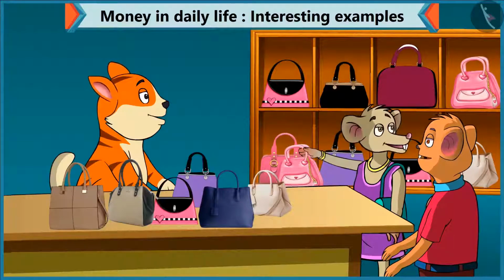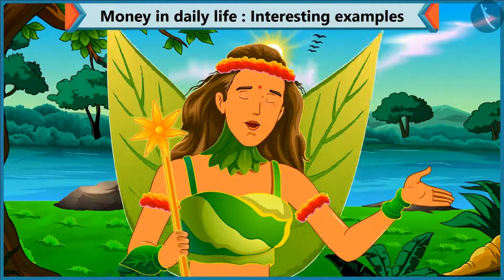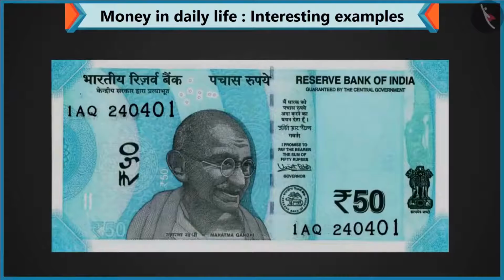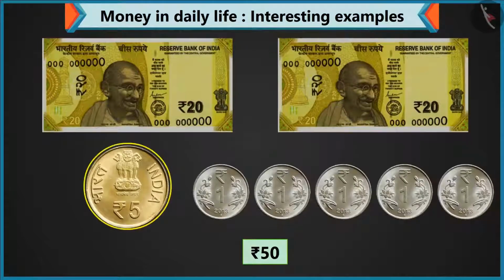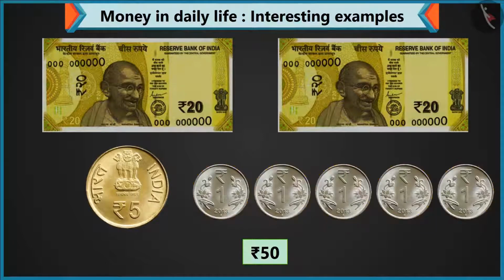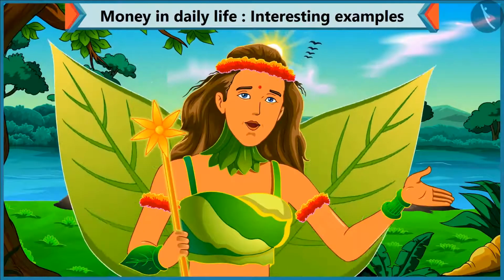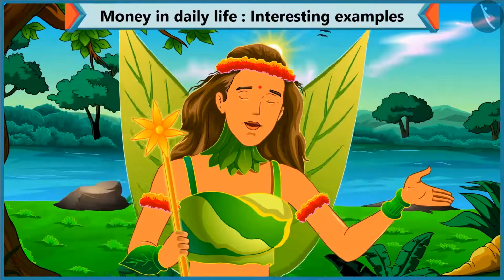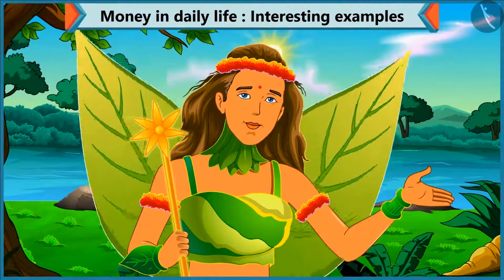Yes, let's go. So kids, you saw that you can pay 50 rupees by adding a note of 50 or 2 notes of 20, a coin of 5 and 5 coins of 1 rupee. You can also make 50 rupees from different notes and coins.